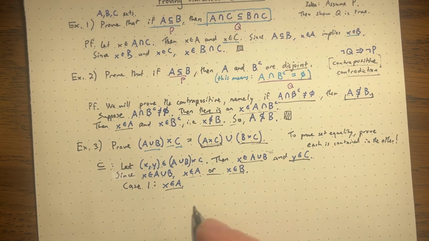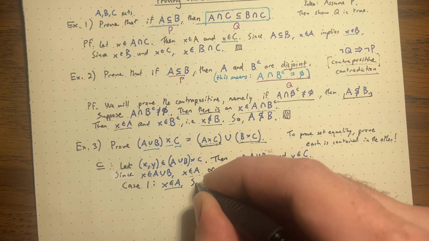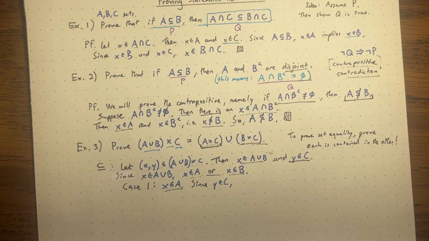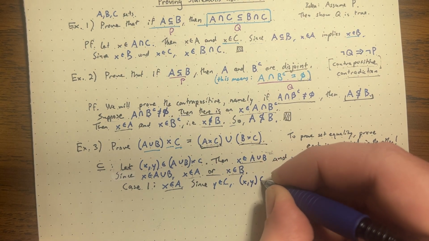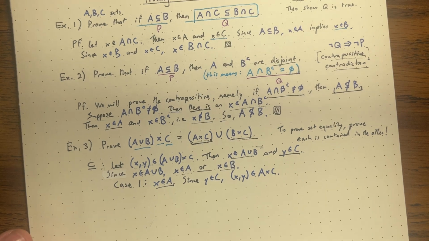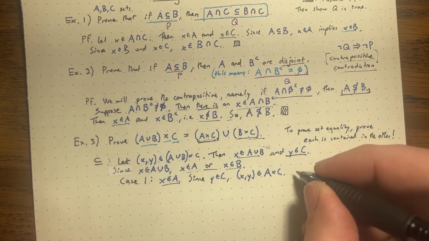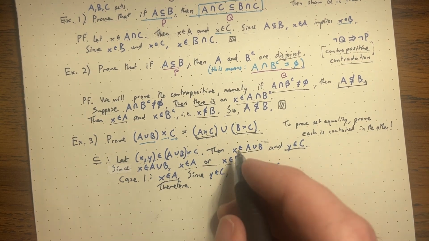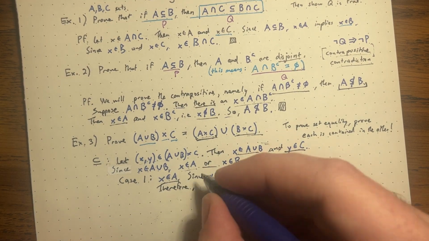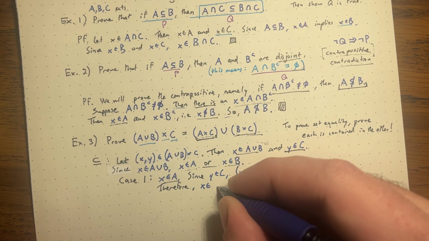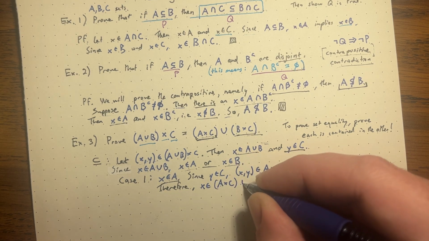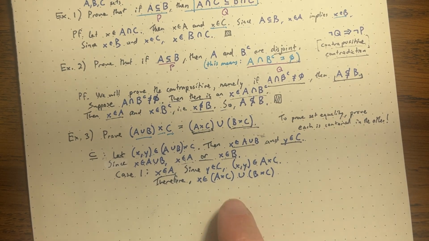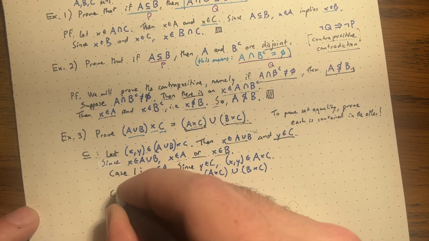So X is in A. Let's just remind the reader that Y is in C, because it has been a while. So since Y is in C, X comma Y is in A cross C. Therefore, it's also in the union of this with anything, really, but in particular, X comma Y is in the union A cross C, union B cross C. Because to be in the union, you only need to be in one of the two. Great. So we did it. Case one. Case two is probably going to look exactly the same.